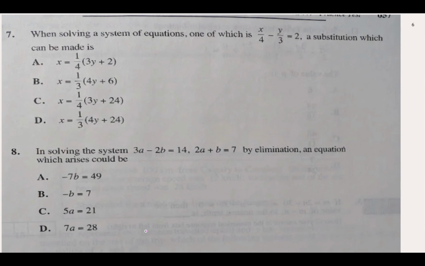Okay, so continuing with question number 7, it's saying to solve the system and then asking which substitution can be made.